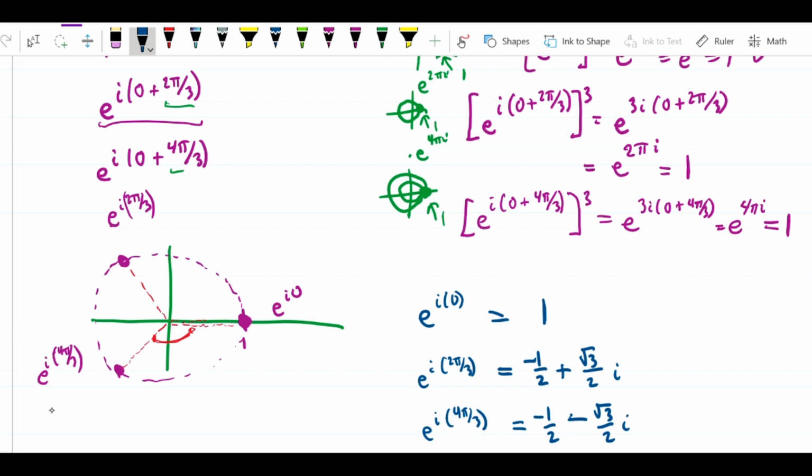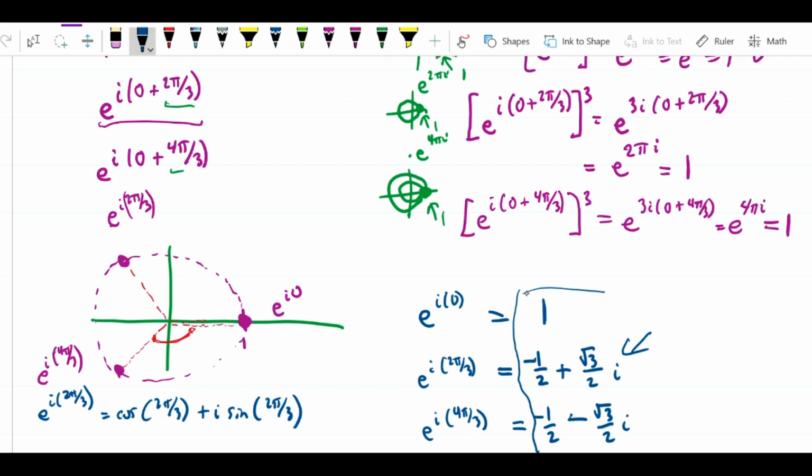How do we know that? Well, we know that e to the i 2 pi over 3 is equal to cosine of 2 pi over 3 plus i sine 2 pi over 3. And you can check me, but you'll see that cosine of 2 pi over 3 is negative 1/2, and sine of 2 pi over 3 is root 3 over 2. So that's how we get this first number here, and if we plug in 4 pi over 3, that's going to give us the second number that you see here. So these are, in fact, in rectangular form, the 3 cube roots of 1.